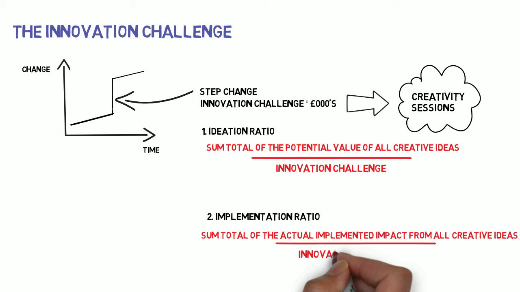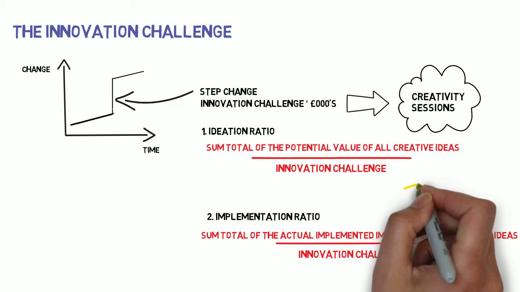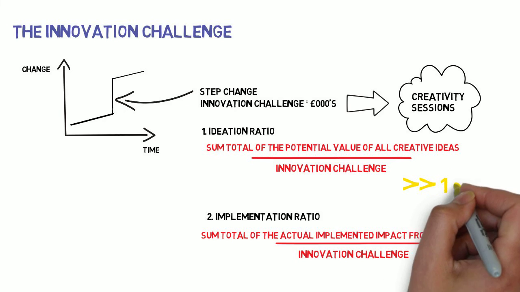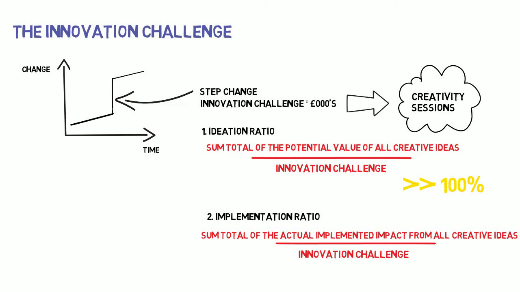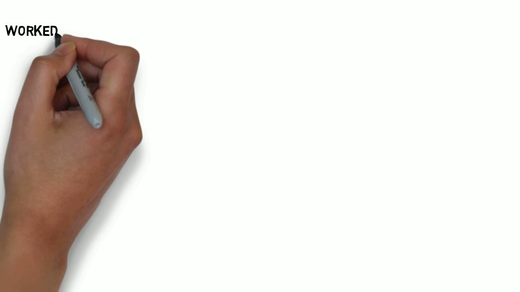So one might imagine that the ideation ratio, ideally you'd want to be well over 100%. If it was less than 100%, then clearly you're not going to deliver the step change that you're looking for. Recognizing that the implementation ratio will probably fall short of the 100% mark, then you might want an ideation ratio that's considerably greater than 100% in order to allow you to guarantee delivery of that step change.